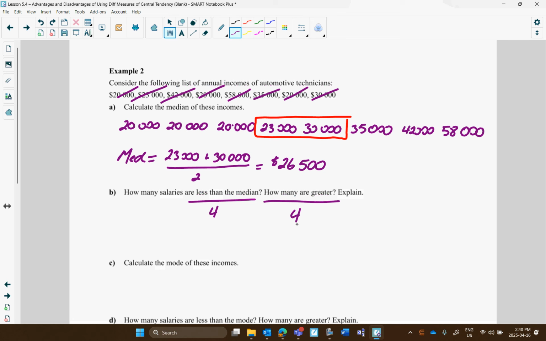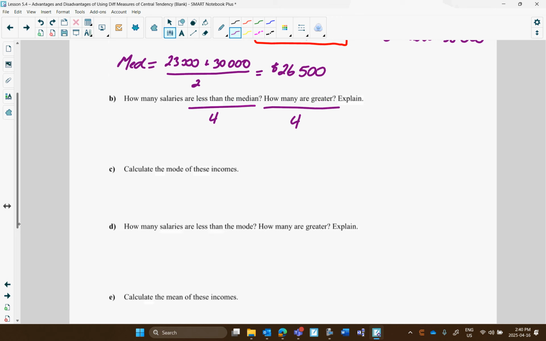What's the mode? Go back to the data. It doesn't matter whether you look at this set or this set. 20,000. How many are below that? None. How many are above? Well, technically we can say 5, because 3 would be the same. So there's none below but 5 above. That's not very balanced. That's not very typical.